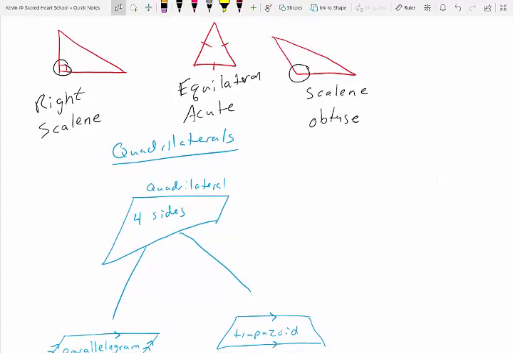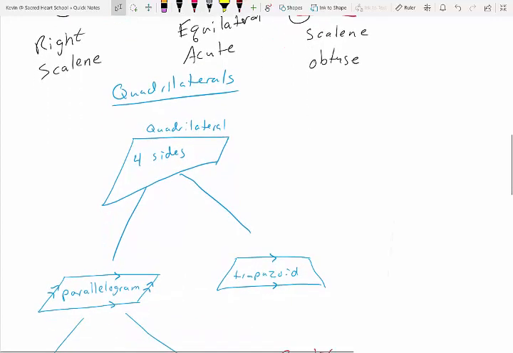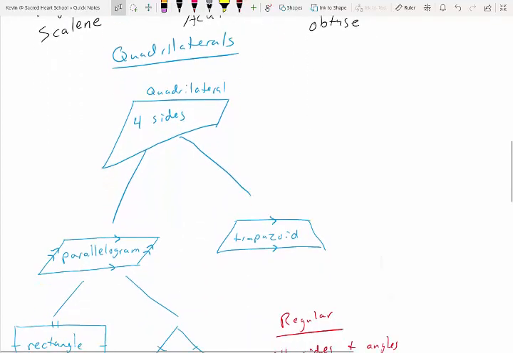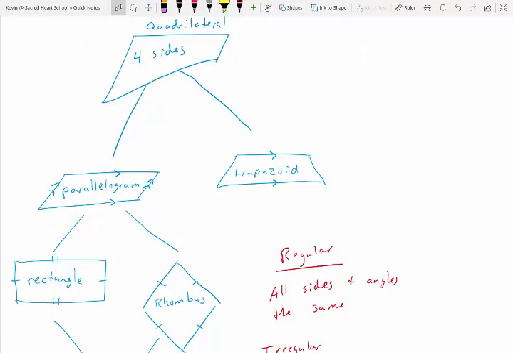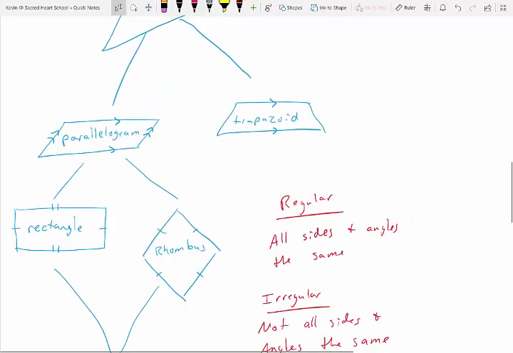Quadrilaterals are 4-sided polygons. And we have a flowchart here that's going to help us explain it. A 4-sided polygon in general is called a quadrilateral. If we go to the right, we have trapezoid, which means one set of opposite sides is parallel. If we go to the left, then we have parallelogram. Both sets of opposite sides are parallel to each other, so the top and bottom are parallel, and the left and the right are parallel to each other.